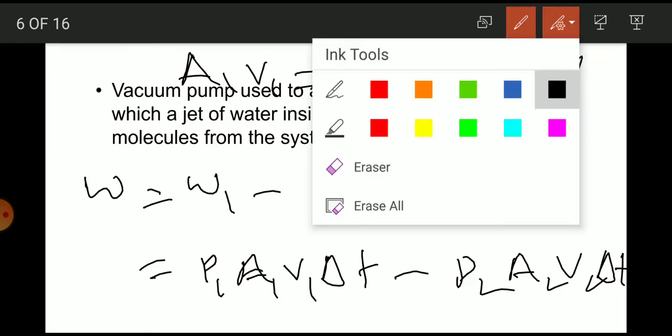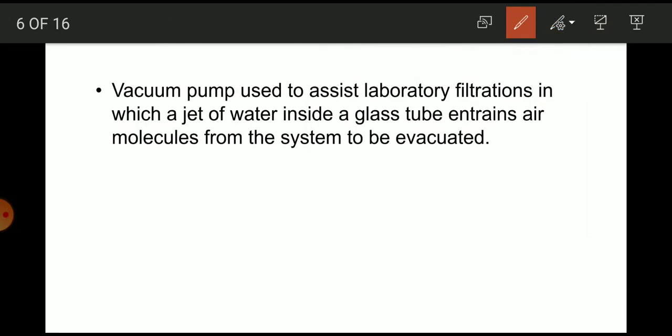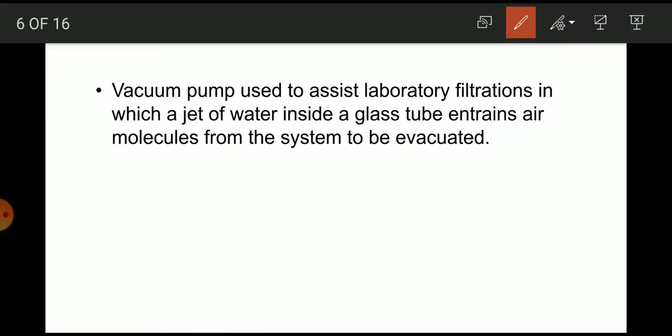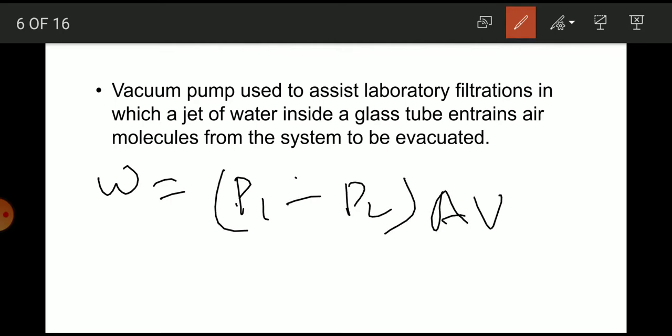I will erase and write again. Remember this equation. A, V and del T you will write. It is equal to, del T is equal to volume del V. So A V is equal to del V divided by del T. This is the statement of equation of continuity. So W will be equal to P1 minus P2. Area is common, V is common, and del T is common. But in place of this we will write volume.